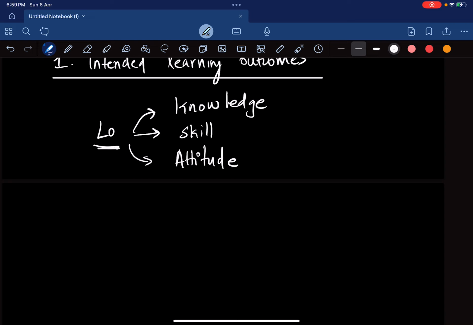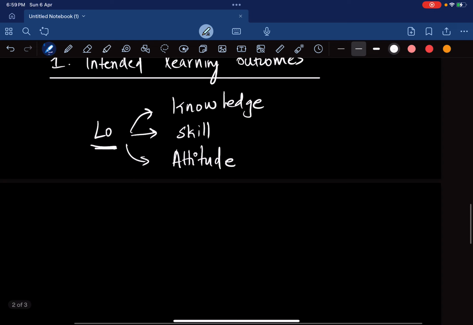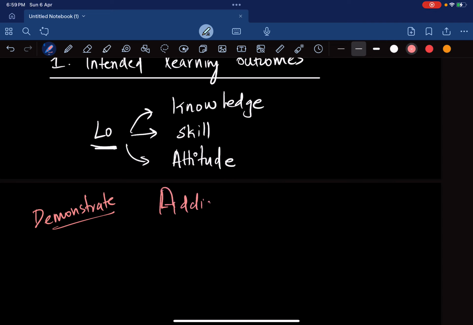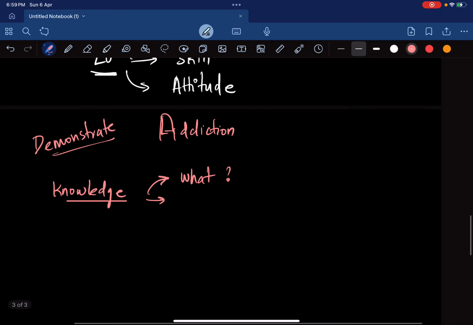But keep in mind that we need not address all these 3 domains equally in all the subjects. For example, let's take a demonstration of my topic. I am intending to teach the concept called addiction. Under the knowledge domain, I would like the students to know what addiction is, basically to define it, and I'd like them to understand the physiobiology behind it. What is the biology behind it? What's happening in the brain? How is it reflecting out?